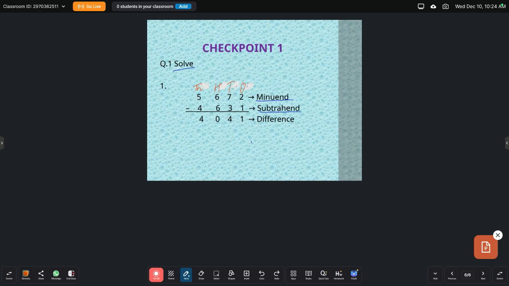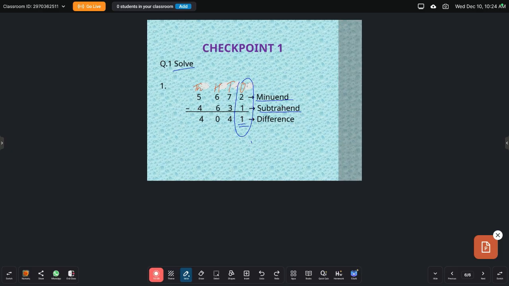Let us start. First, we will start with the ones column. Always. Like in addition, we started adding numbers from the ones column, here also we have to follow the same method. We have to begin subtracting the numbers from the ones column. In the ones column, we have the minuend 2 and 1 is the subtrahend. So 2 minus 1 is 1.